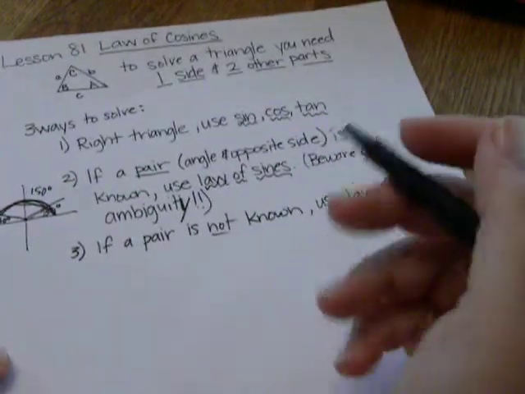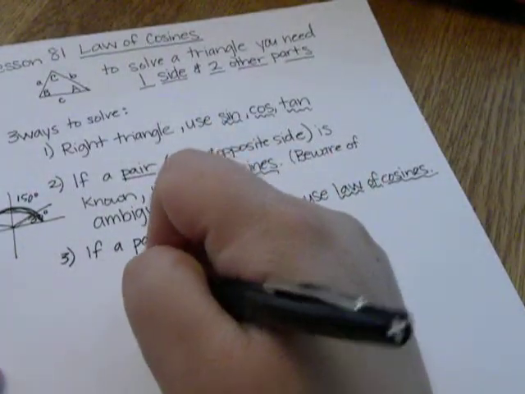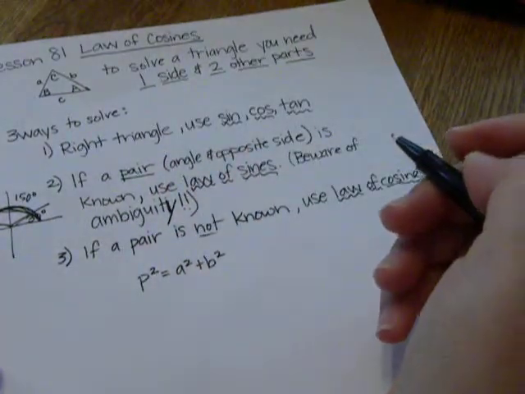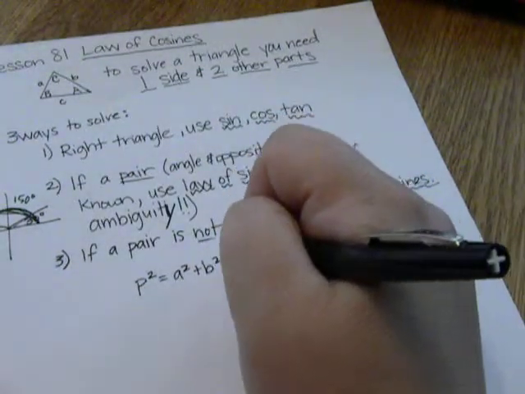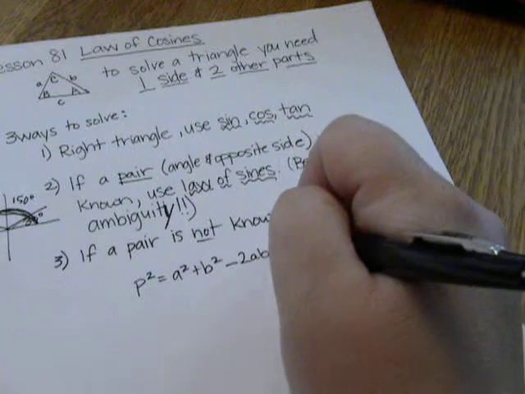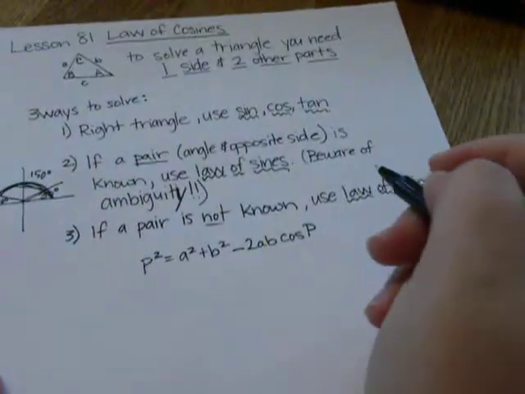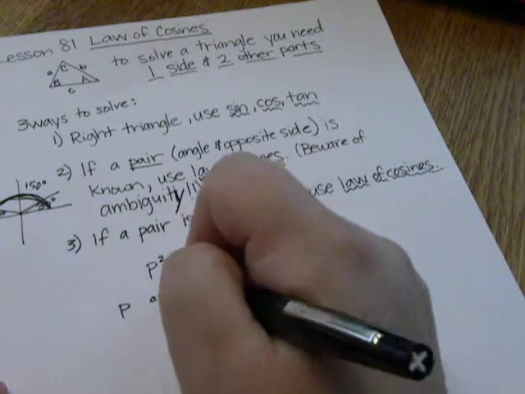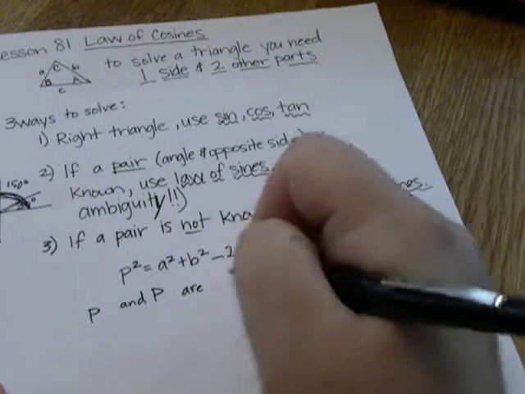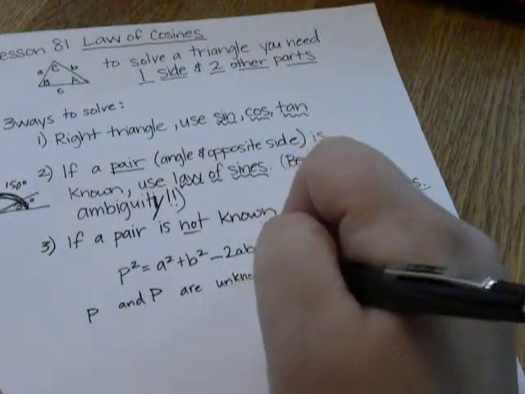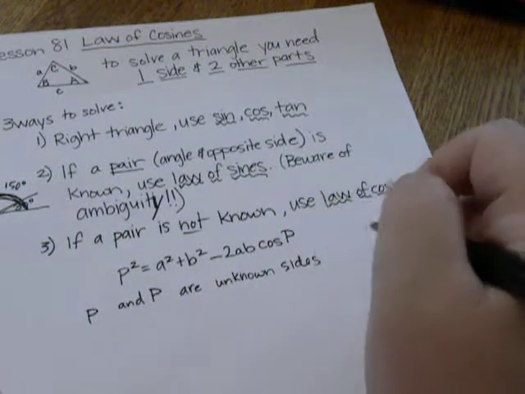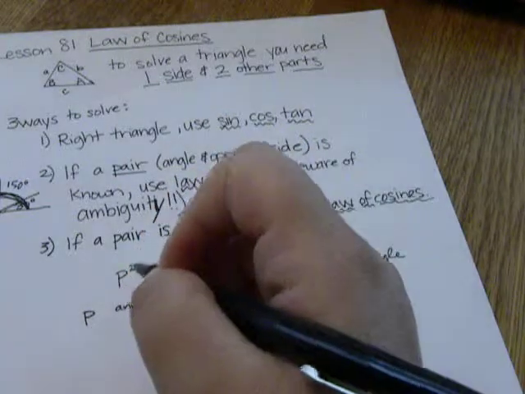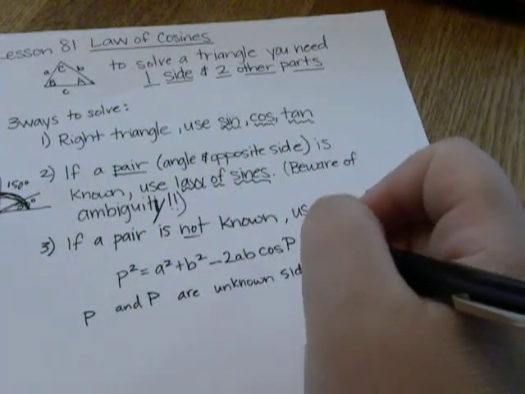So this is the law of cosines. The law of cosines says p squared equals a squared plus b squared. So this should look very familiar to you. And then it adds in a second part. It says minus 2ab cosine of P. Now what you want to keep in mind is that p and capital P are the unknown side and angle. So little p is the side and capital P is the angle that you don't know.